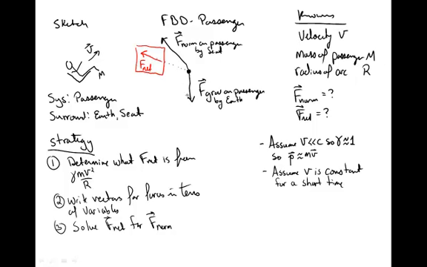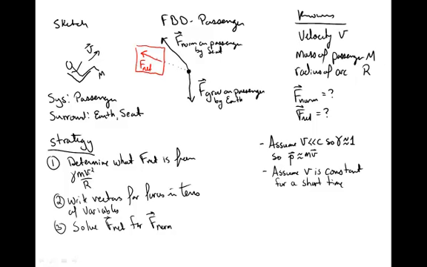Based on the fact that these two forces have to add up to be equal to this, the normal force isn't going to be along that line. So not only is the bottom of the seat pushing, but the back of the seat is also going to be pushing on the passenger a little bit.